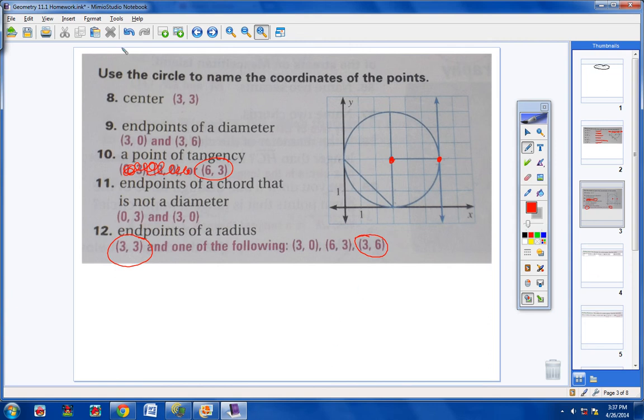Or excuse me, that's incorrect. 6, 3. Over 6 and up 3. So here's the endpoints of the radius. Of course, you could have two other endpoints. You could have that endpoint there, or you could have this one here. Okay? But either way, those are the endpoints of the radius.